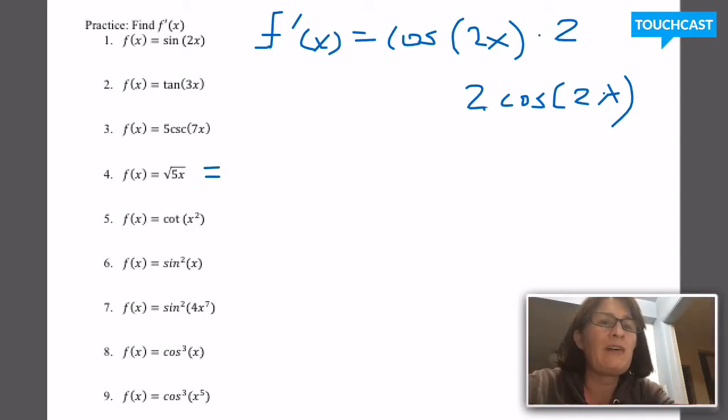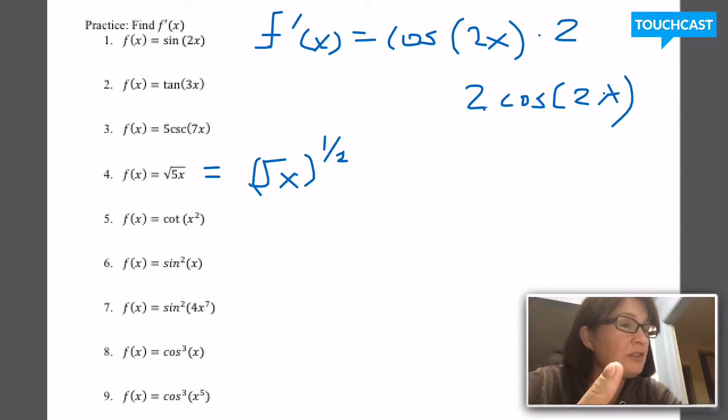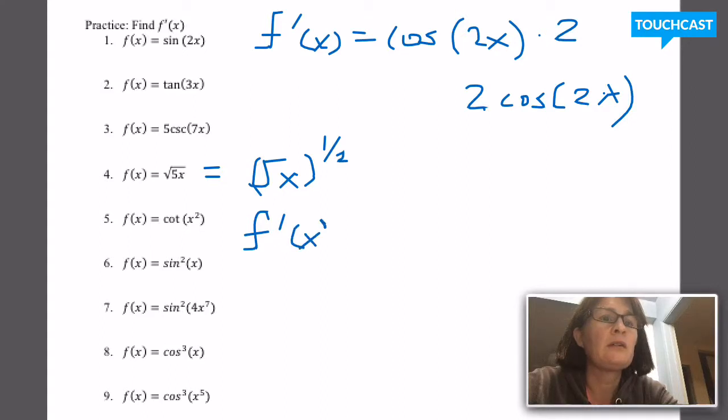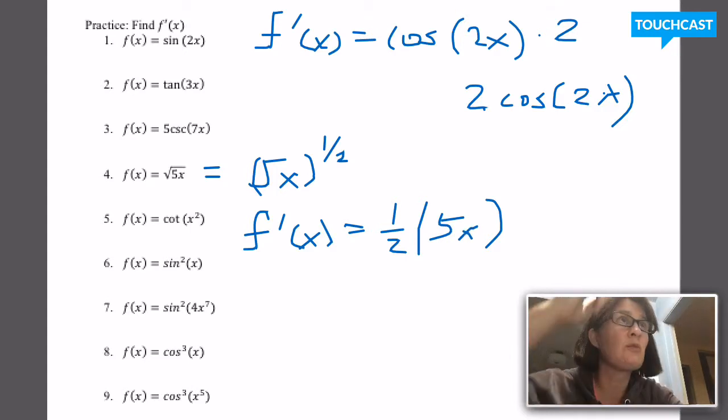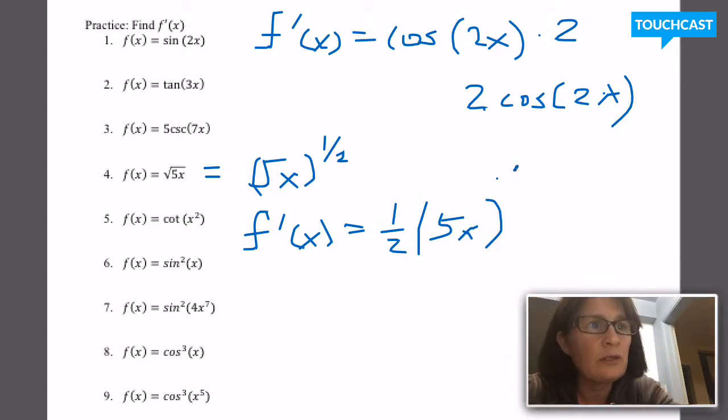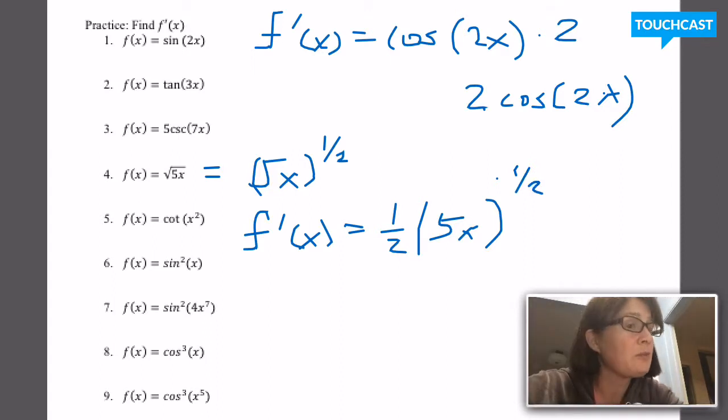So this is the square root of 5x. That's the same as saying 5x to the 1/2. Well, how do I take the derivative of something raised to the 1/2? f prime of x is going to equal, I'm going to bring that 1/2 to the front, 1/2. Whatever was getting raised to the 1/2, which was 5x, is now going to get raised to 1 less than 1/2, which is negative 1/2. And then I'm going to multiply by the derivative of the inside. Well, the inside in this case is the thing inside the radical. The derivative of 5x is 5.